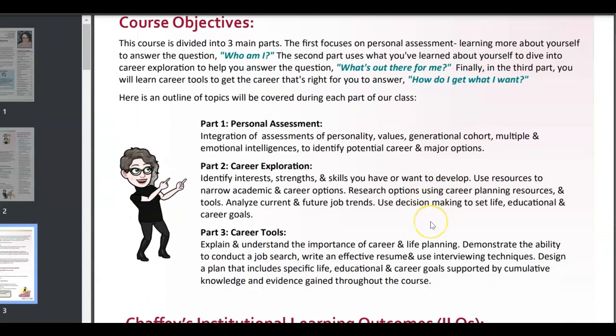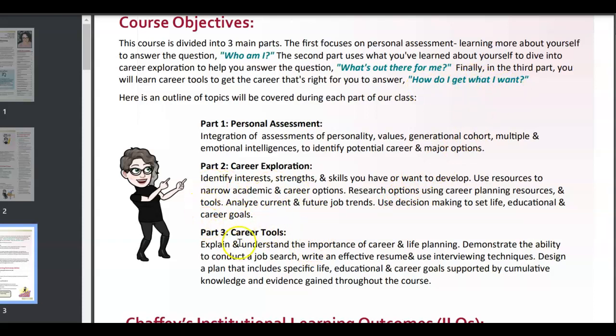Our course is really split up into three main parts, and I like to say that it answers three questions. Who am I is the first part, and during that one there's a lot of personal assessment we're going to be going over. The next one is what's out there for me, and that's part two, the career exploration. That's where you're going to look at your interests, your strengths, and your skills and kind of research some options. And then the third part is how do I get what I want?